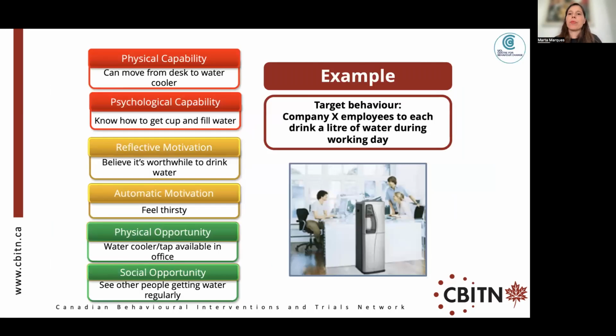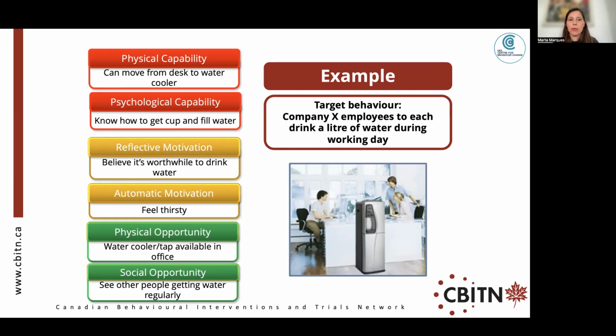This is another example. If you're doing an intervention in a company where the purpose is for employees to drink more water during the day, you have to do an analysis of the barriers and facilitators, in this case more of a facilitator type, to be able to then design the intervention. So physical capability can be for the employee to be able to move from their desk to where they have a water cooler, for example.